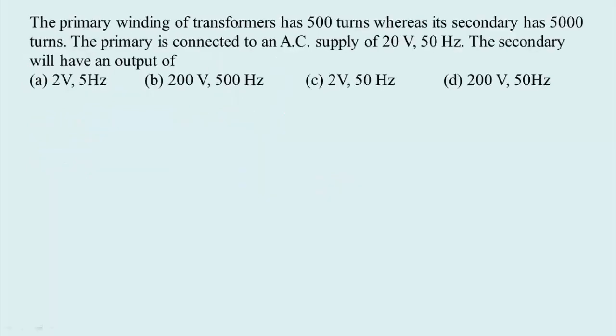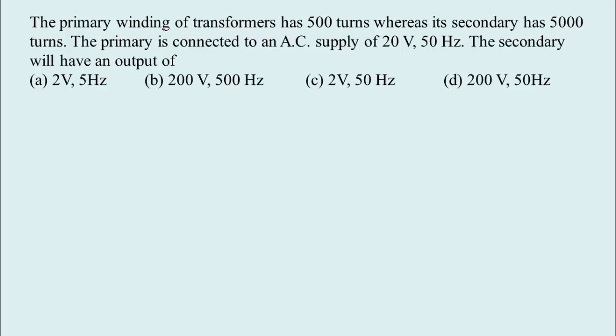The primary winding of a transformer has 500 turns, whereas its secondary has 5000 turns. The primary is connected to an AC supply of 20 volt, 50 Hz frequency. The secondary will have an output of... So this question is related to transformer. We know that a transformer has two coils, primary coil and secondary coil. The primary coil is taken as input and the secondary coil is taken as output.